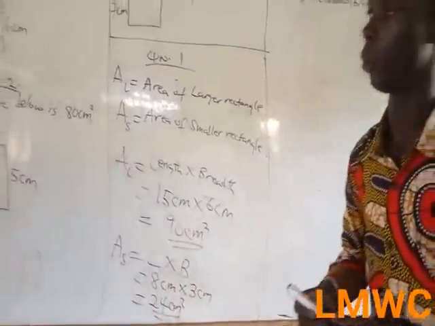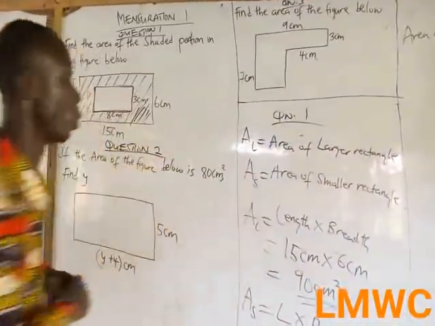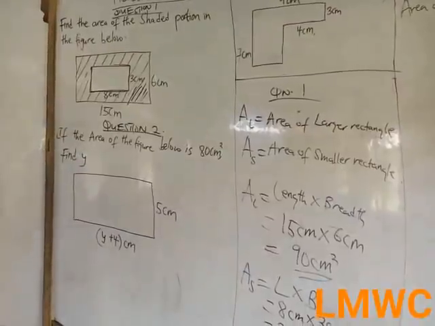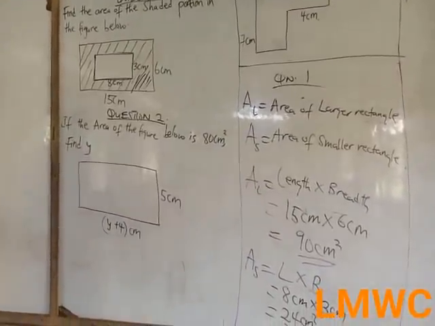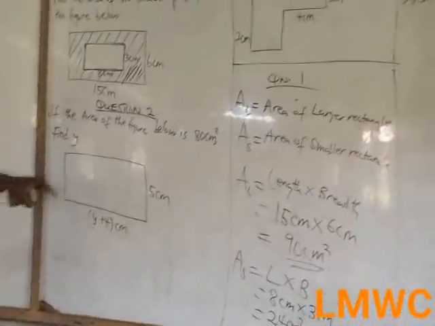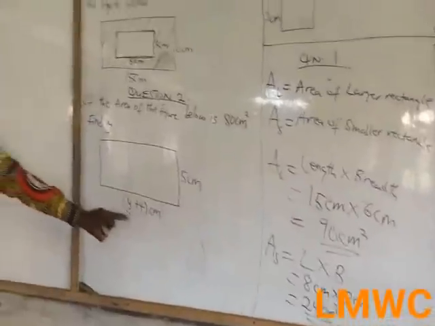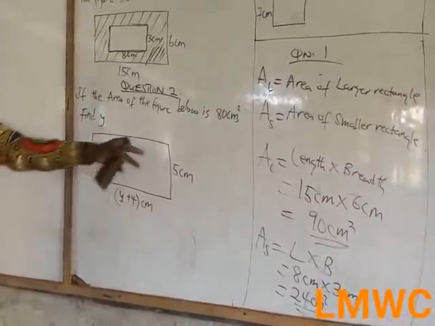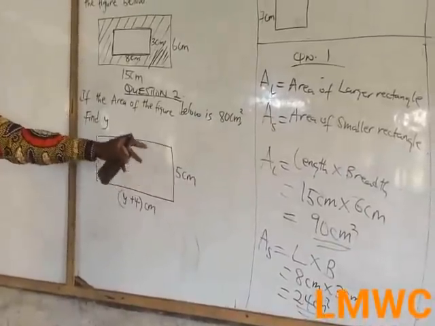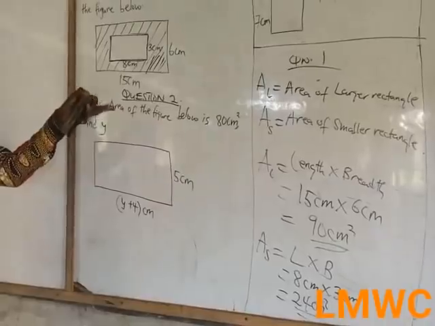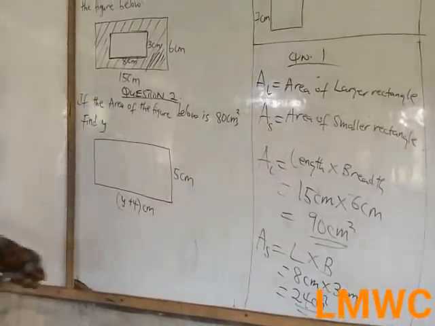So I'm done with question 1. For question 1, you solve for both areas and you subtract the area of the smaller rectangle from the area of the larger rectangle. Now question 2. You have been given this figure and you have been given length as (y plus 4) centimeters, and breadth as 5 centimeters. We have our area as 80 centimeters squared, and you have been asked to calculate y.